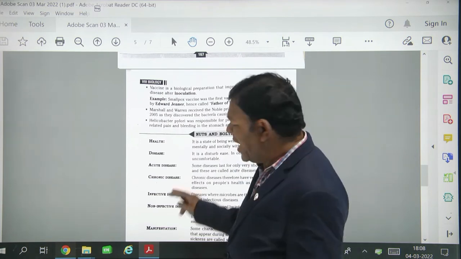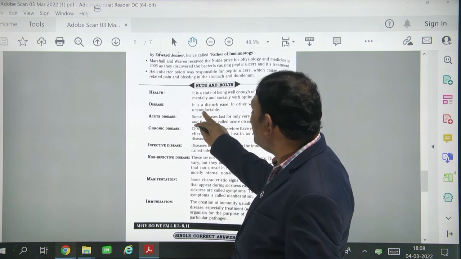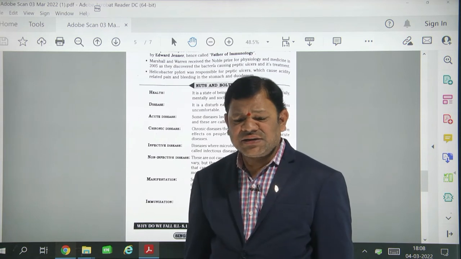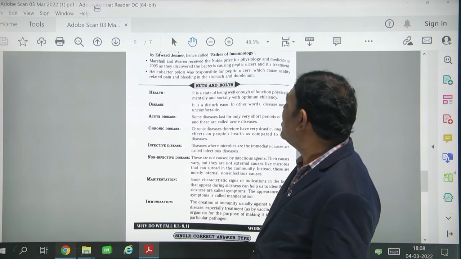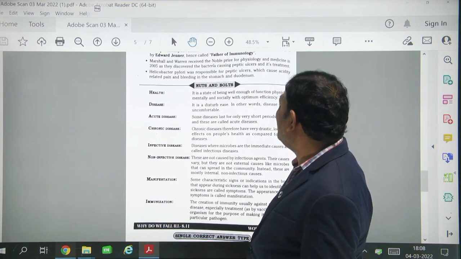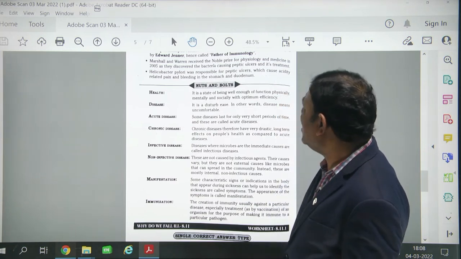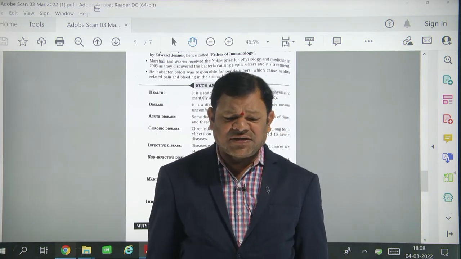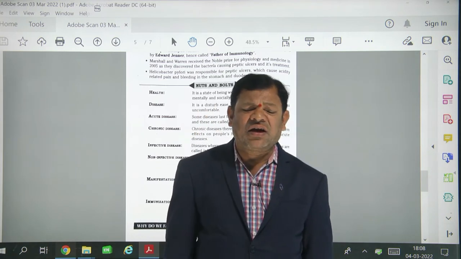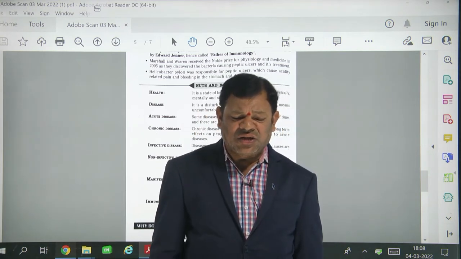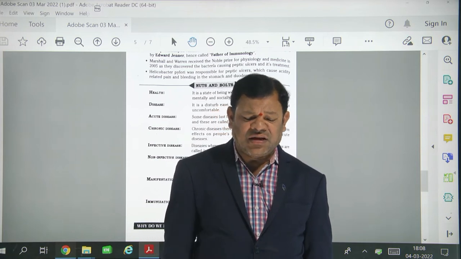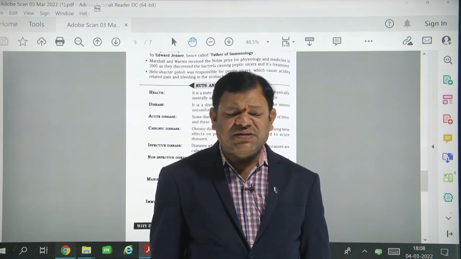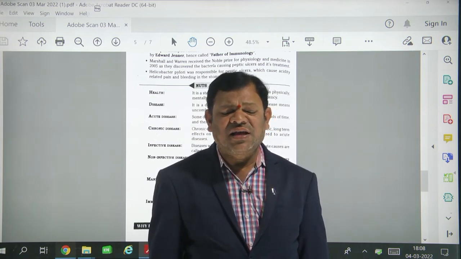Now some more important points are given, you can see. Health. What is that? Health means what? Health is a state of being well enough, functioning physically, mentally, socially with optimum efficiency. So if you are well physically, mentally and socially, then you are a healthy person. For example, if you do not concentrate on the lesson, you are not a healthy person.